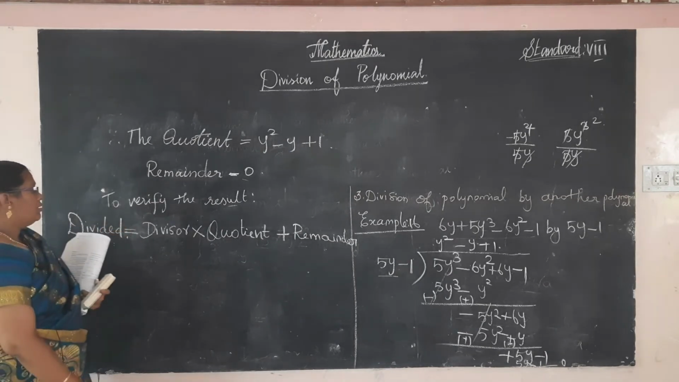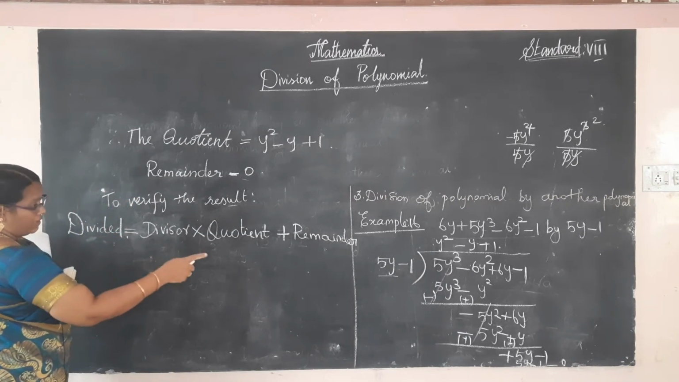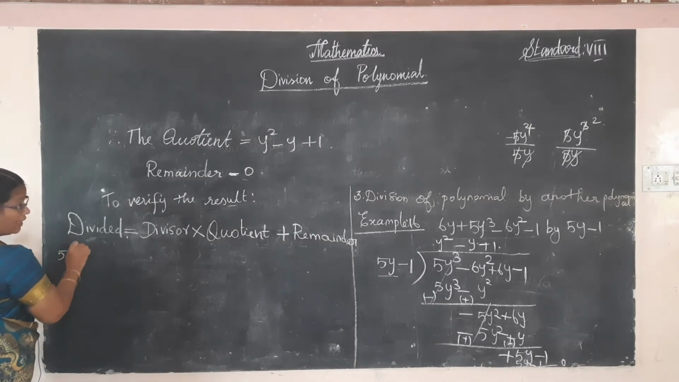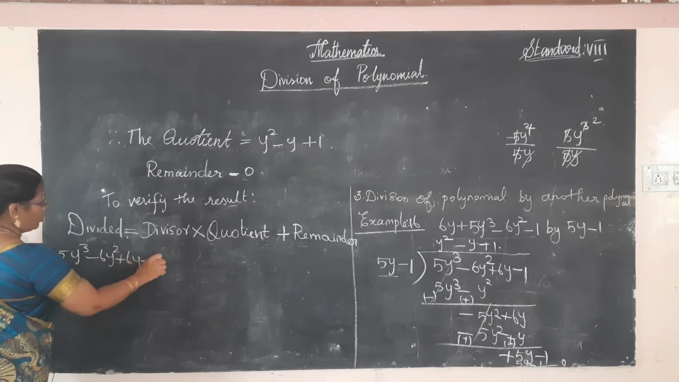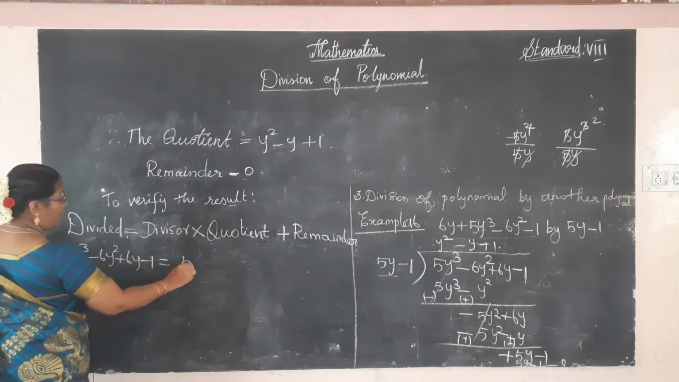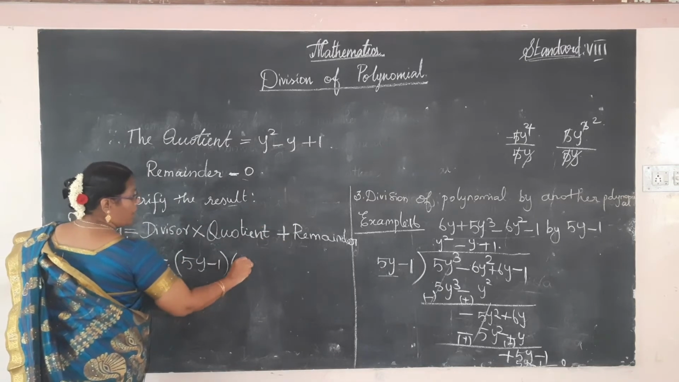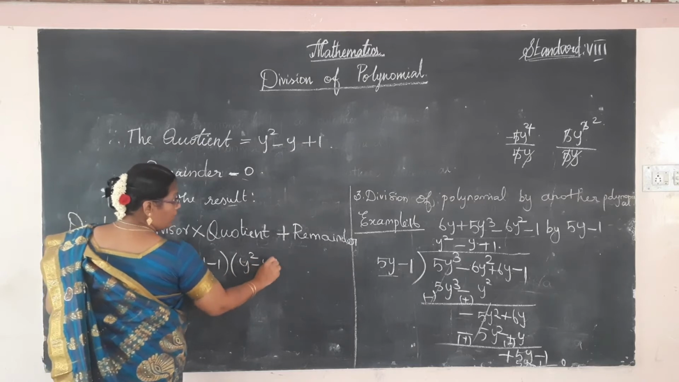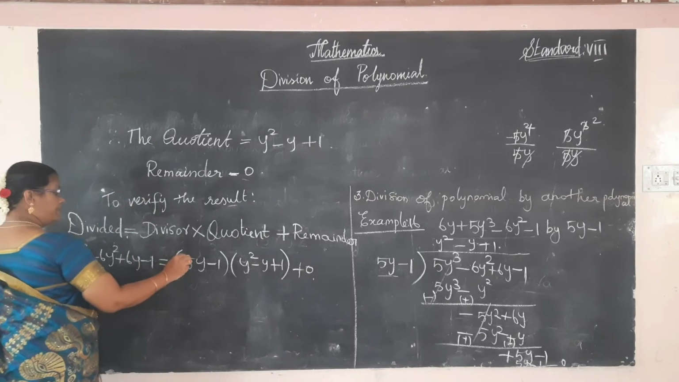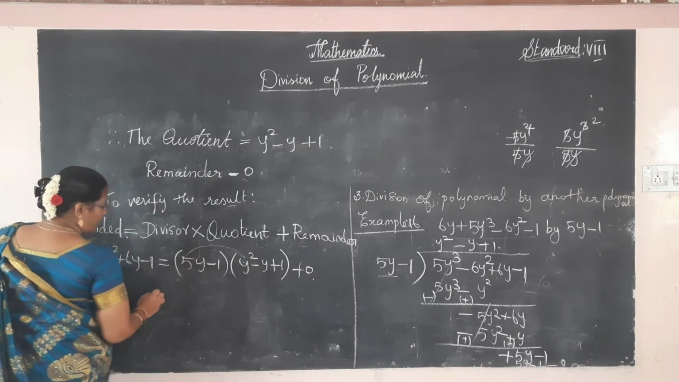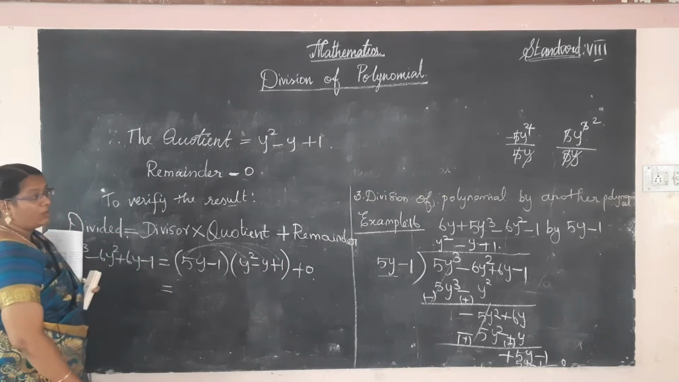Okay, so check it. What is the dividend here? Dividend is 5y cube minus 6y square plus 6y minus 1. What is the divisor value? 5y minus 1 is the divisor. The quotient value was y squared minus y plus 1. What is the remainder? 0. Now multiply each term by 5y. Sometimes they ask you to verify your result.